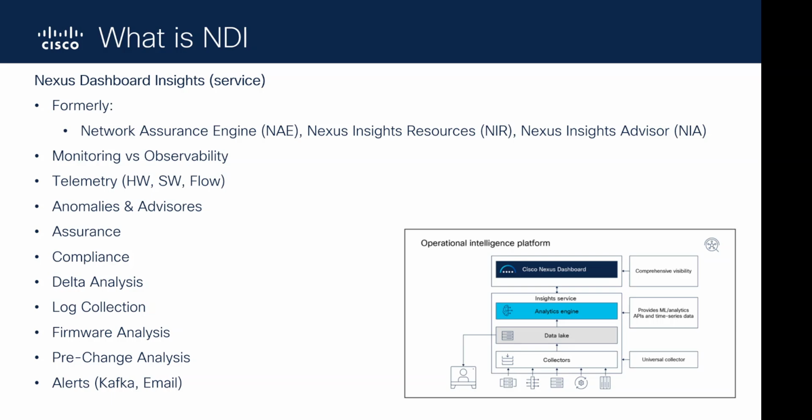In translation, if you have hardware or software that is going end of life or end of sale or has a bug, you want to know about it so that you can proactively address the situation. This ultimately ensures higher levels of uptime and security for your network, and therefore for the business applications running on the network. Nexus Dashboard Insights, since it has absorbed the functionality of NAE, also handles assurance.